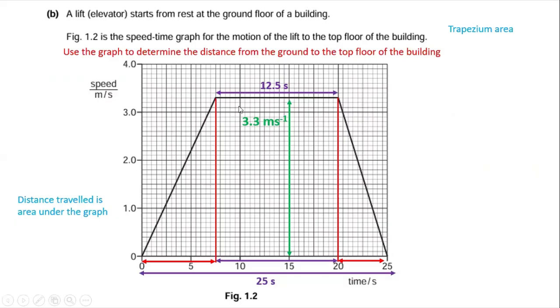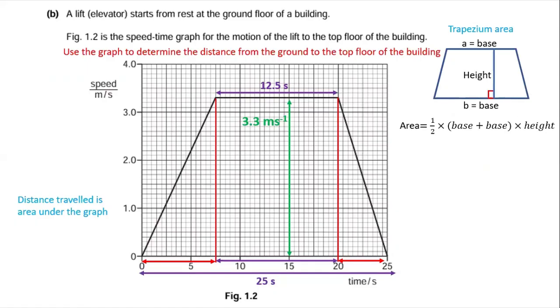So we can see this is a trapezium. The trapezium area is, the upper part is A, a base, and B is also a base, then the height. We are taking the perpendicular height. So we can write the area as half into base plus base into height. So area is equal to half into A plus B into height. Here, A is 12.5 seconds plus B, 25 seconds, into height, 3.3 meters per second.